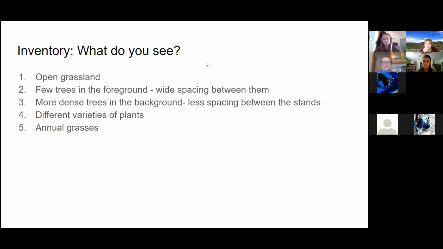And then for inventory, what we saw was an open grassland. There were very few trees in the foreground. I think I can remember one that was off to the left side, and there was wide spacing between it and the trees in the background. And in the background, the trees were a lot more dense together and looked kind of like an oak woodland. And then there were different varieties of plants. There were some purple flowers, some fiddleneck, some annual grasses, and then, yeah.